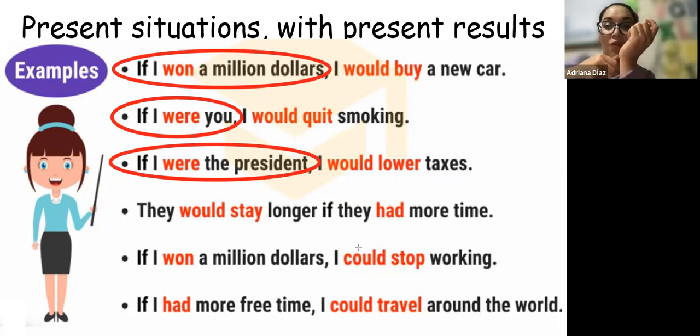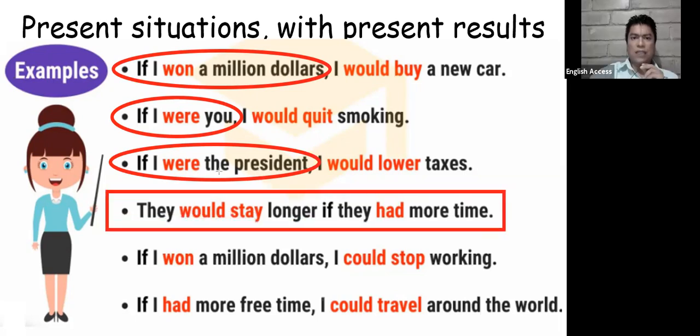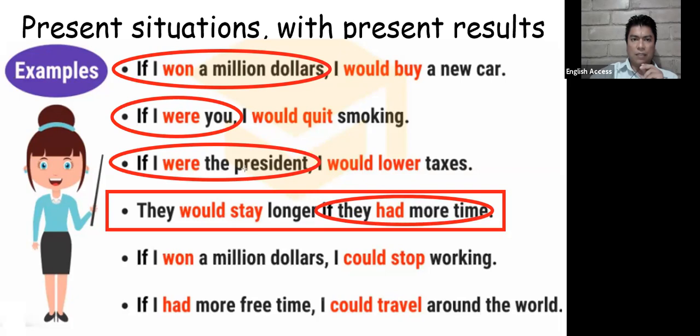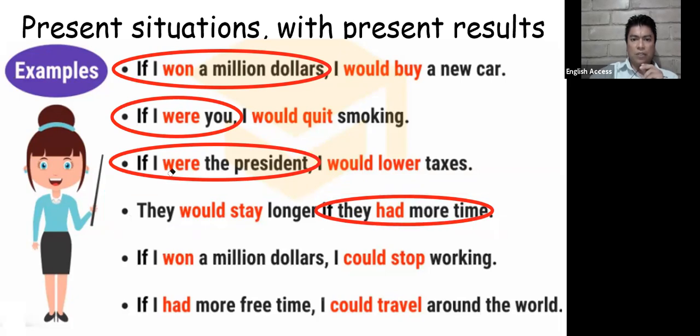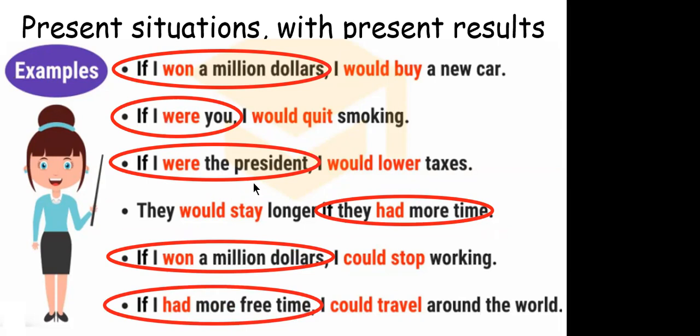We are writing the result and then the condition, but the first is in the middle of the sentence. They are inverted. Yes. So what is the situation? If they had more time, that would be the situation, right? And if we continue, the situation: if I won $1 million and if I had more free time. And then we have the result. Also there is the comma.